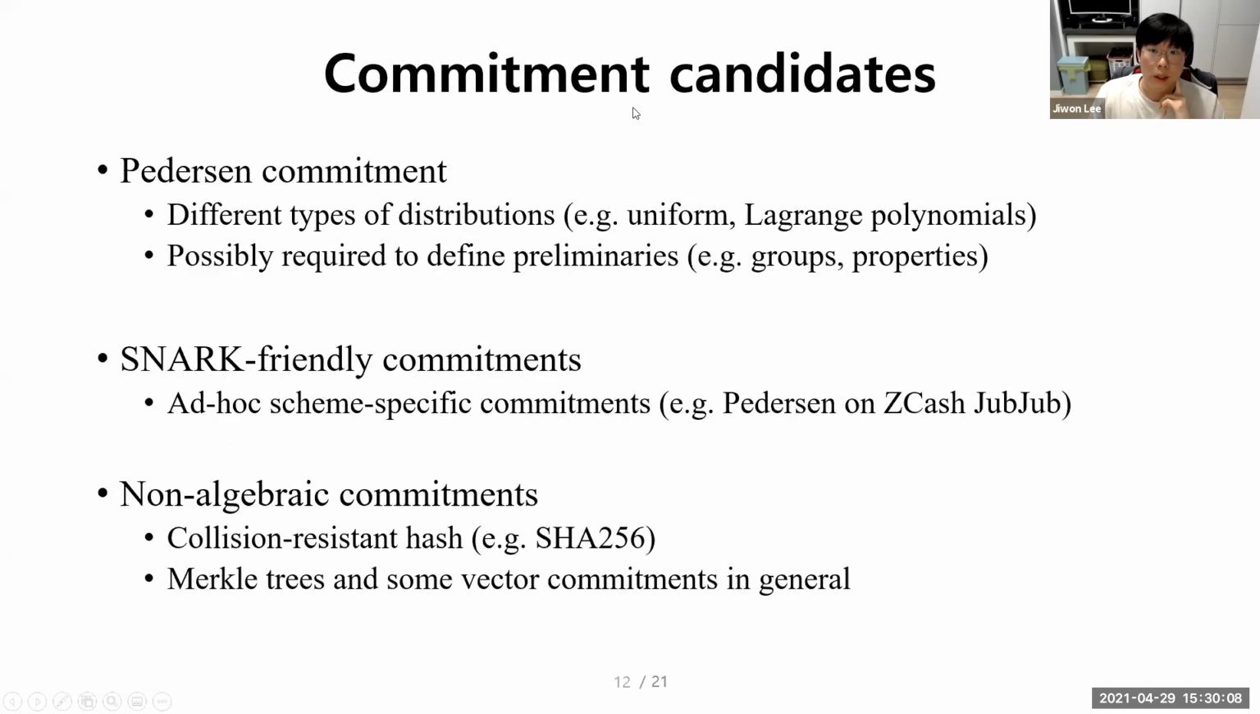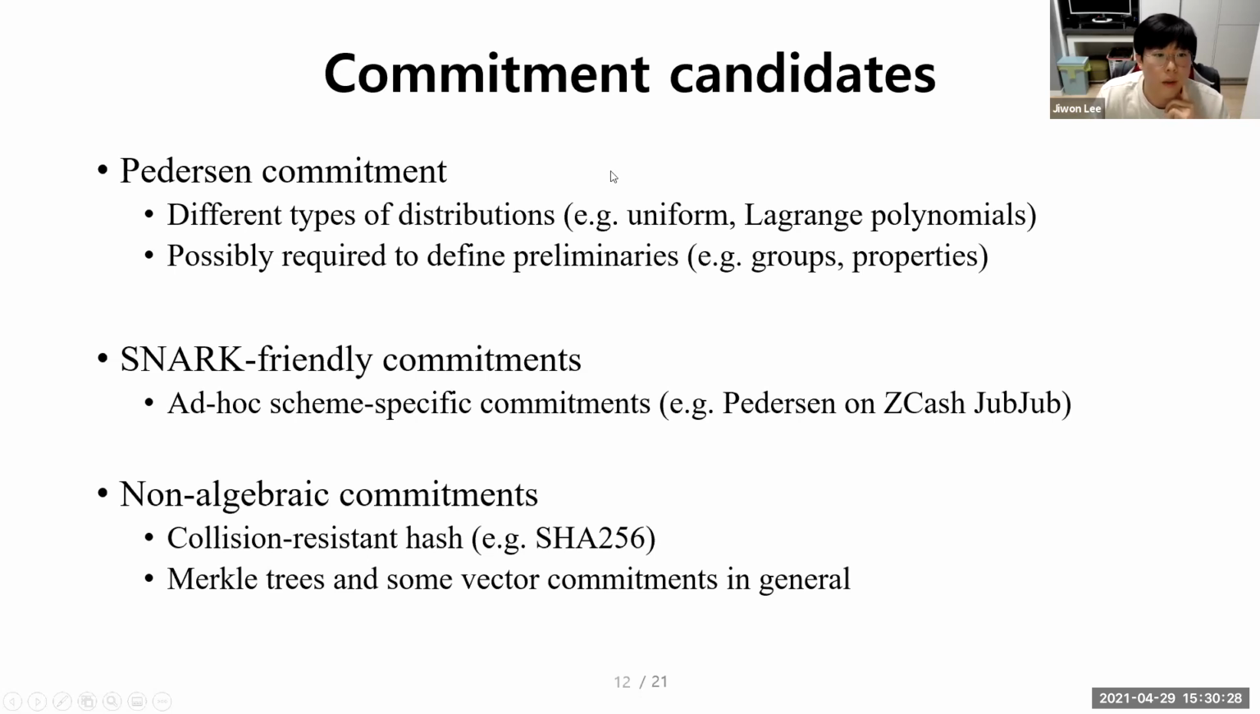So the first commitment candidate is here in the list. The most popular one since last year was a Pedersen commitment, of course. But when we talk Pedersen, we always have to think about various different types of distributions because there are a lot of types for the Pedersen, like for example, standard uniform distribution, or maybe there are some Lagrange polynomials.